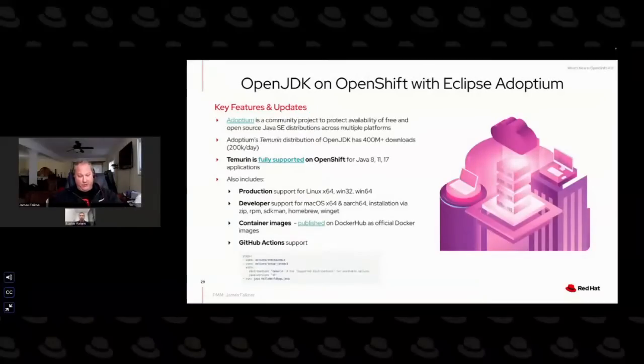It's fully supported on OpenShift for all three of the LTS releases of Java, so 8, 11, and 17. We also have support for macOS if you're doing development on macOS, and we have published official container images for that for use on OpenShift as well. And then lastly, GitHub Actions support. If you're building Java applications with GitHub Actions, you'll have a new keyword in there called Temurin, which is the name of the Java distribution from Eclipse Adoptium. So it makes it super simple to build CI pipelines with GitHub Actions using this most popular and fully supported runtime on OpenShift.